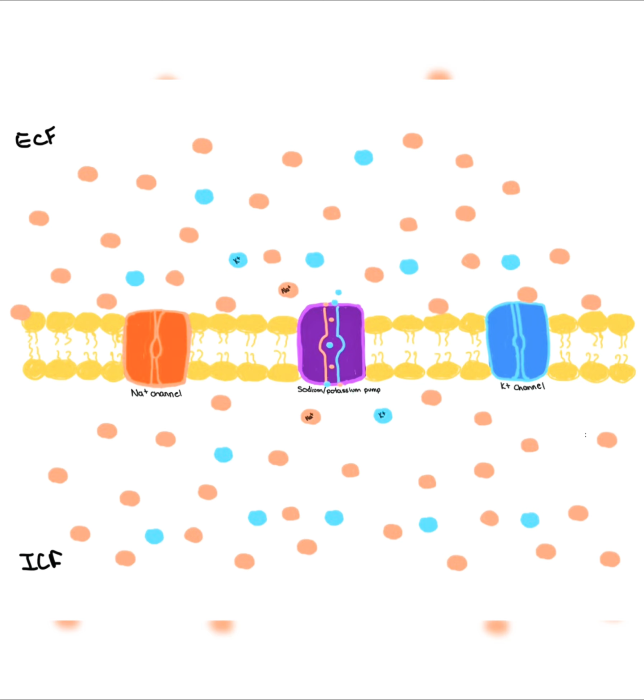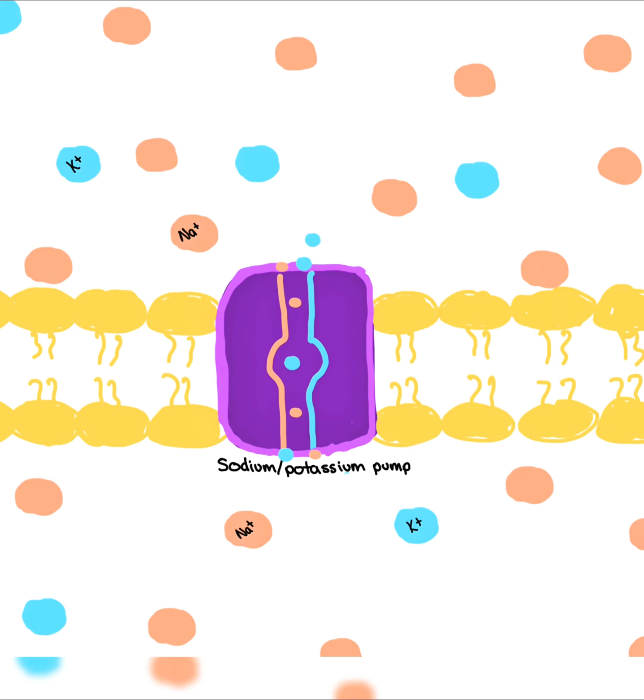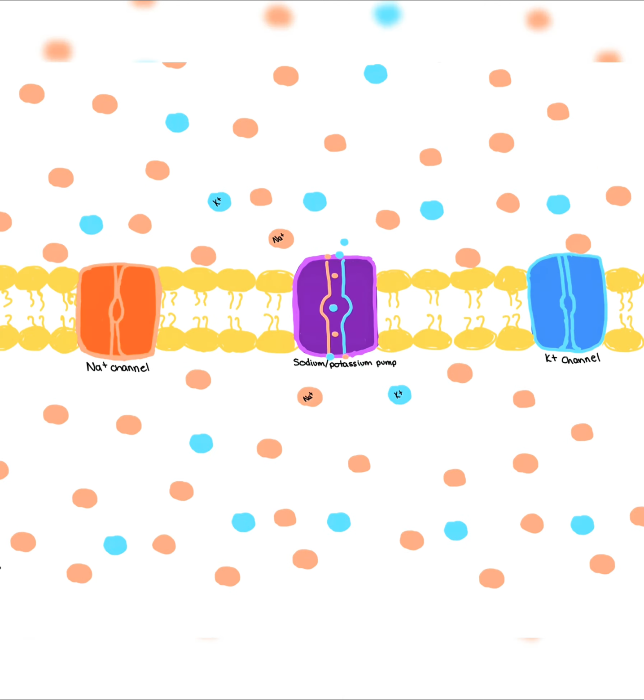Sodium and potassium pumps work to maintain the concentration gradients by transporting sodium out of the neuron and potassium into the neuron by using ATP, and ensures that the neuron is ready to transmit signals. I also wanted to mention that during resting potential, potassium and sodium channels are closed.